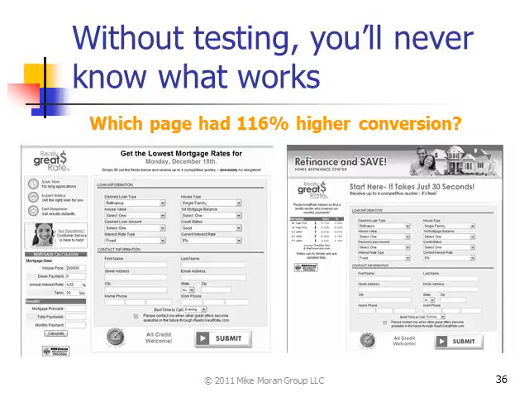So let's look at another real life example of testing. Let's look at these two pages, one on the left, one on the right. Which one do you think had 116% higher conversion? So almost twice as many conversions. Well, it turns out it's the one on the right.